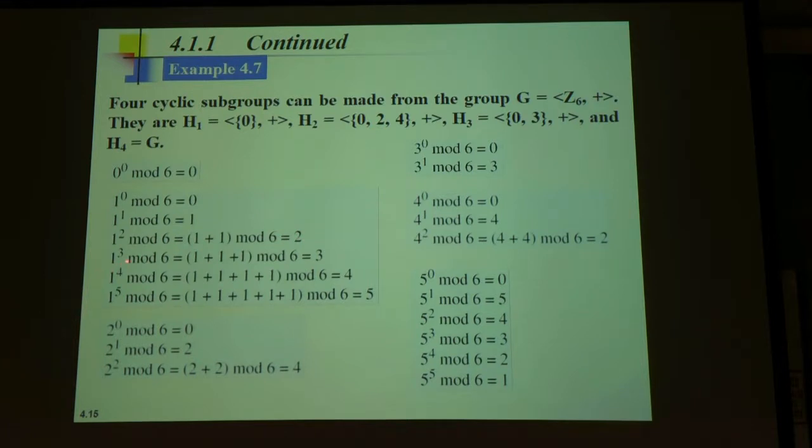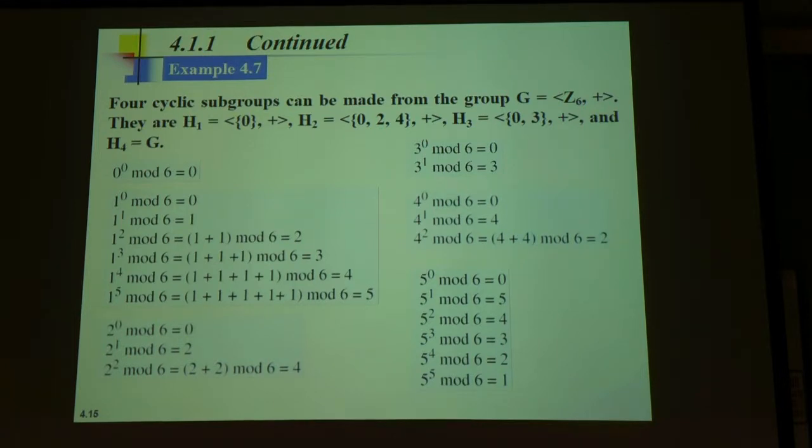Okay, 1 to power 3, what does it mean? 1 plus 1 plus 1, 3 times, gives you 3. How about 4? It will give you 4. 5 will give you 5. So this cyclic subgroup generated what? 0 to 5, which is which group? Group 4, the whole G. Let's go to the next element.